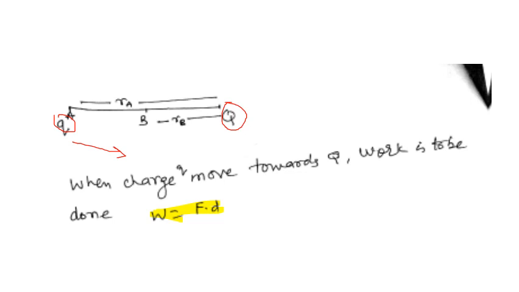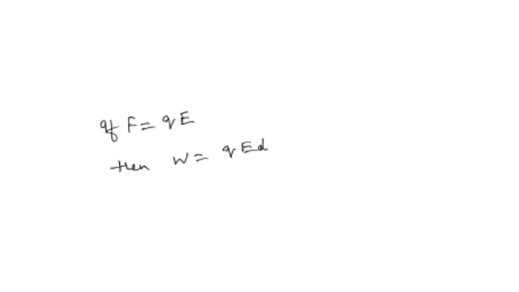Finally, we move this. Initially, we started from point A, the distance is RA, then we move to point B, that is RB. If the force here is QE, F is equal to QE, then W can be written as QED. So W gives the idea of work done, that is QED.